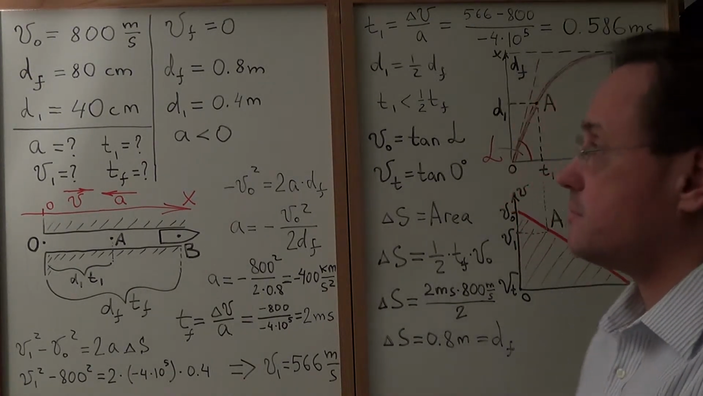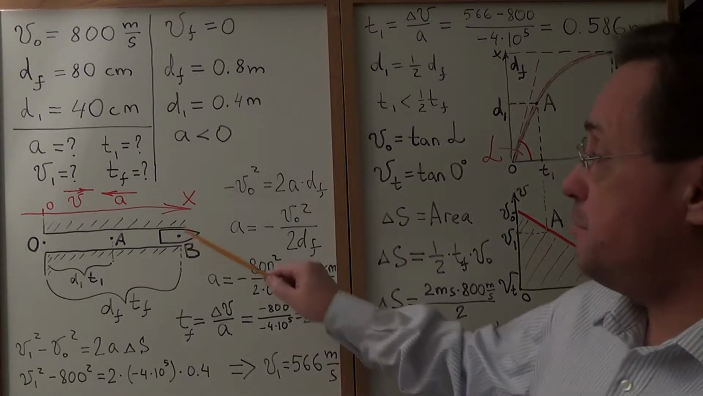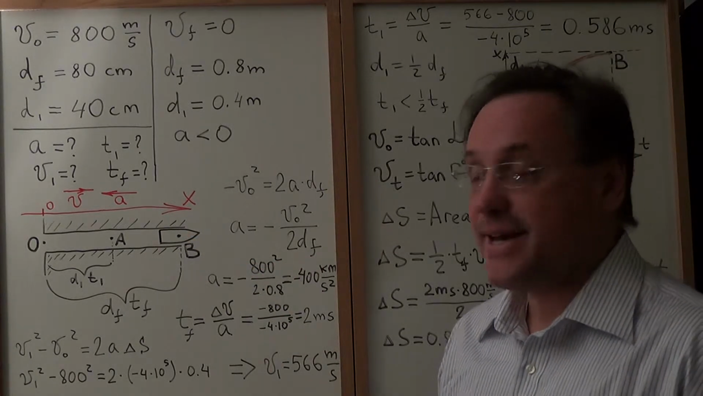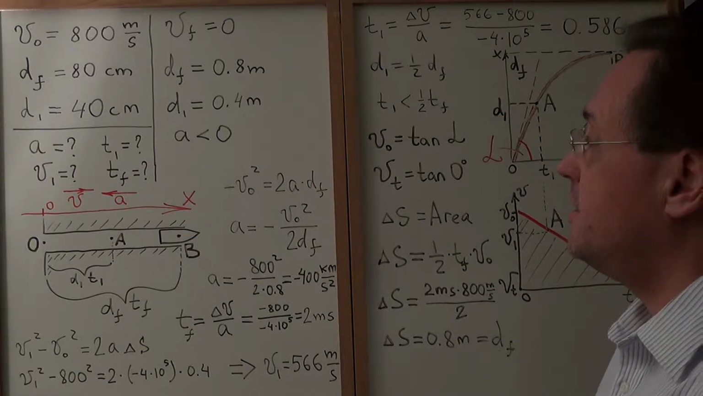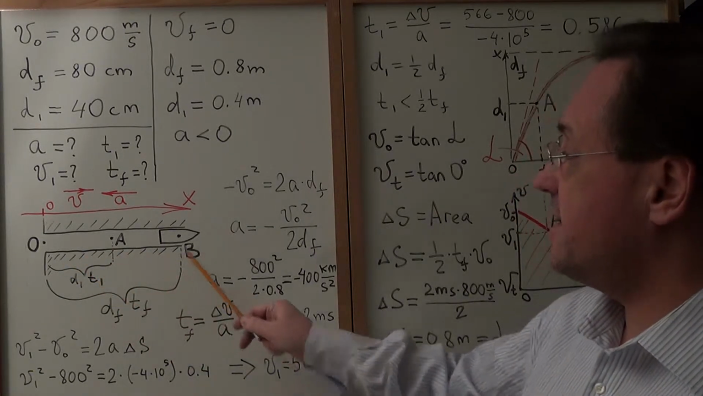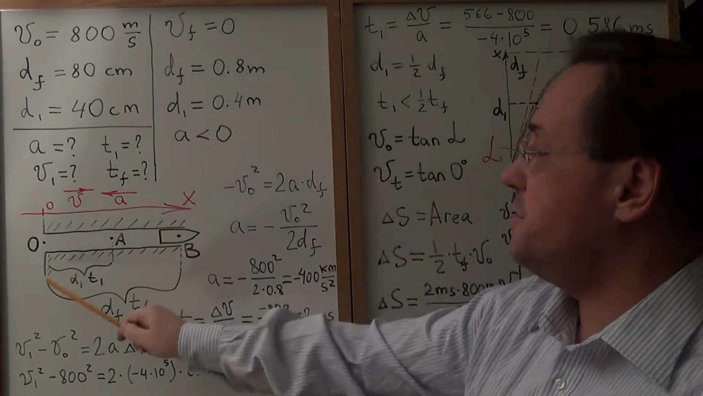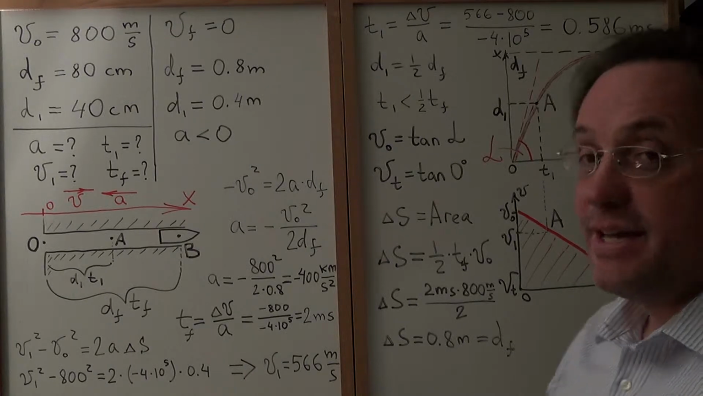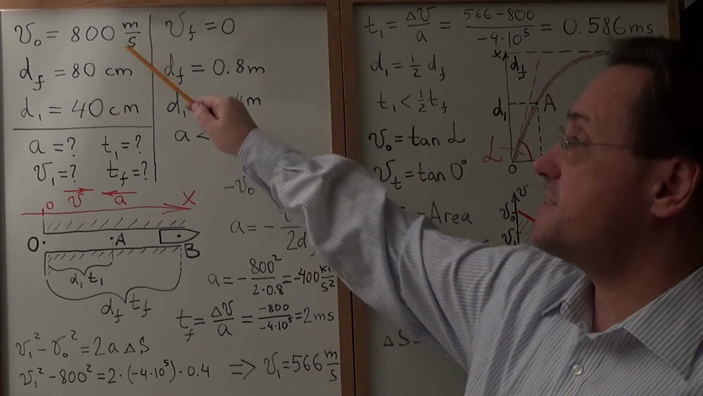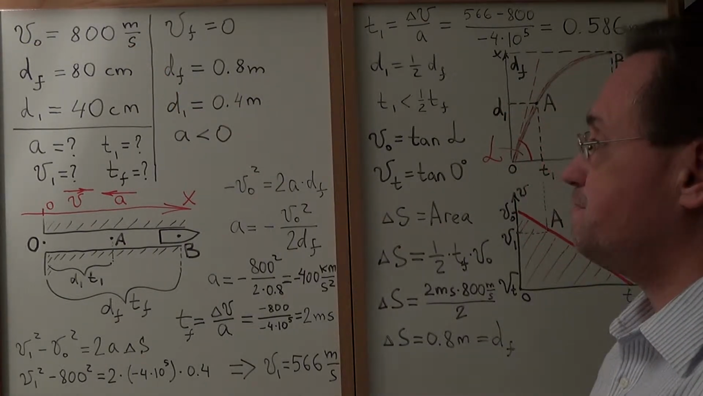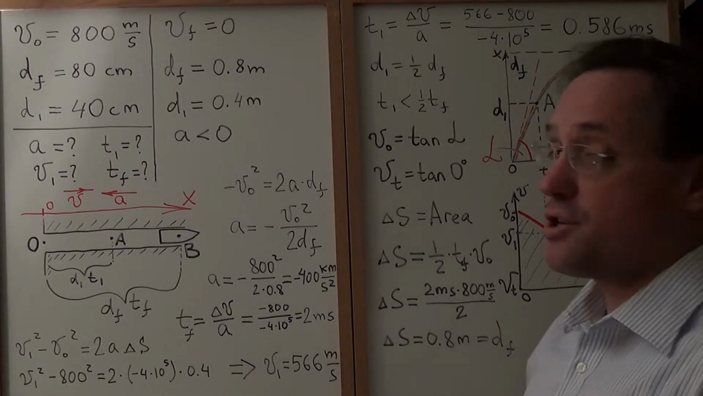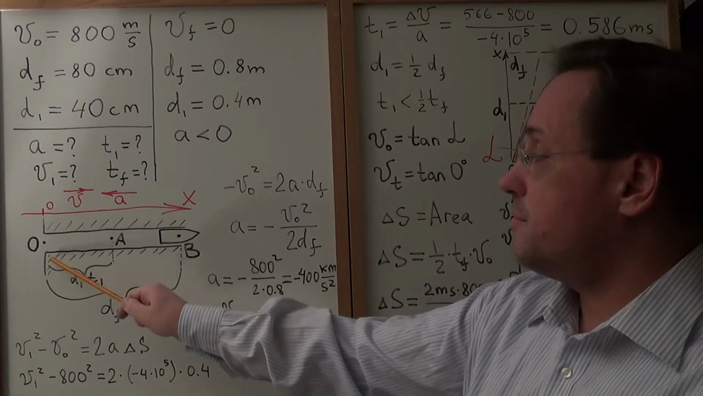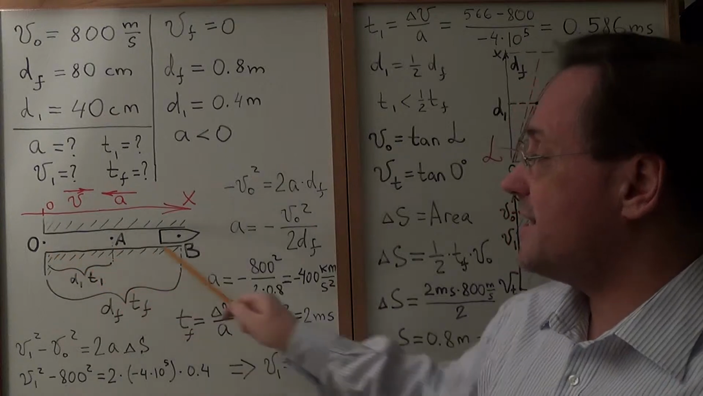Problem. A bullet hits a tree and penetrates it to 80 centimeters depth. Initial speed of the bullet is 800 meters per second. Question. Find the time of bullet traveling inside the tree.